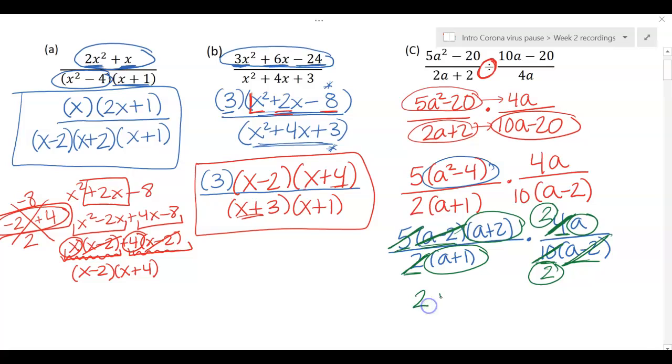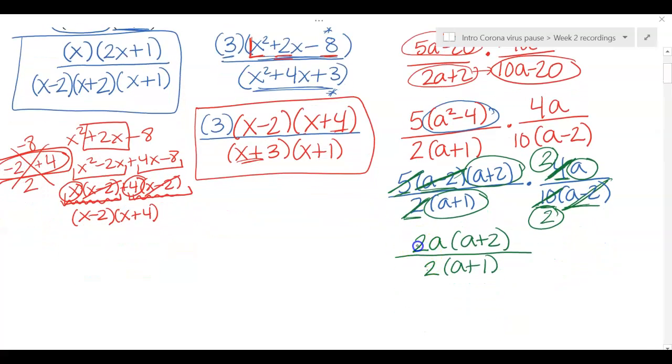So I have a 2, an a, and an a plus 2 in the numerator. It doesn't matter the order that I write them in because multiplication can be done in any order. And then in the denominator, I have a factor of 2 and an a plus 1. And now I see that I have both factors of 2 here that can actually cancel each other out as well. So then I will be left with a times a plus 2 over a plus 1. You can choose to distribute this a and a plus 2 if you want to, but you don't have to. You can leave it in this format, so I'm just going to leave it like this.